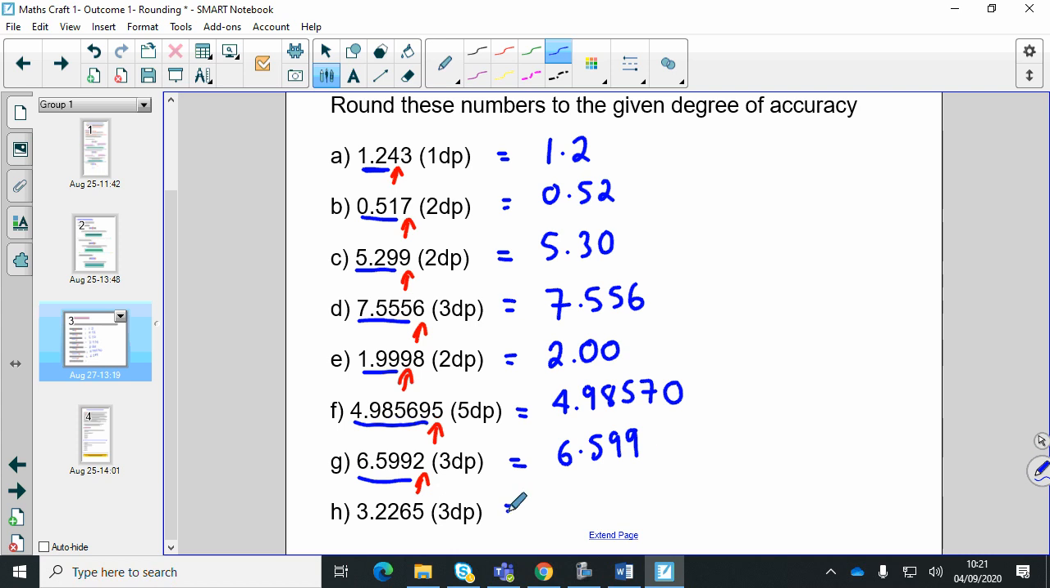And finally, 3.2265 to 3 decimal places. So there's our 3 decimal places, 3.226. Check the one afterwards. It's 5, so it's going to round that up to 3.227.